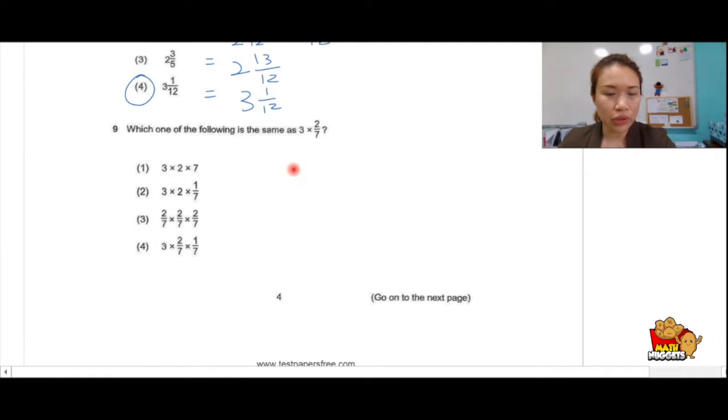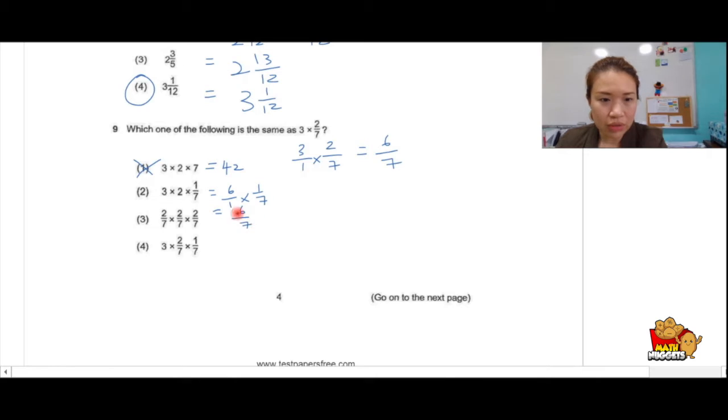Question 9. Which one of the following is the same as 3 times 2/7? 3 times 2/7. So 3 out of 1 times 2 out of 7. This gives me 6 out of 7. Option 1 would be 3 times 2, which is 6. 6 times 7, which is 42. That's out. Next, 3 times 2 is 6. 6 times 1 out of 7, which is equals to 6 out of 7. Looks like it's option 2, but let's check the rest, okay?